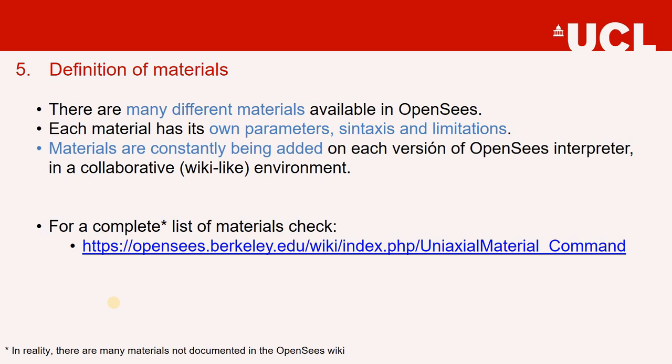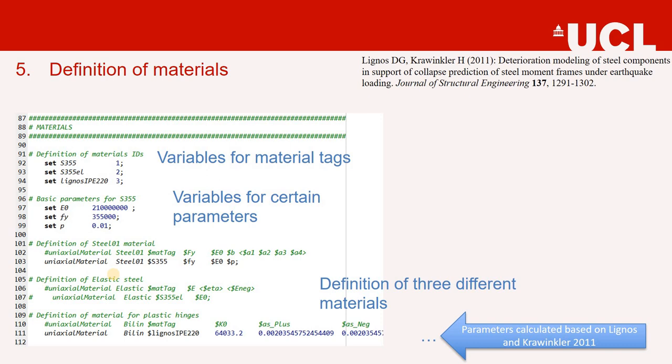So for this specific problem, as you can see, we have used three different materials. First, what we did is we defined some variables to call these materials. So S355 contains the tag number 1, S355L the tag number 2, and Lignos IP220 the tag number 3. We have defined also some parameters just as variables, for example the Young's modulus, the FY of the S355, and this is the hardening in the steel material.